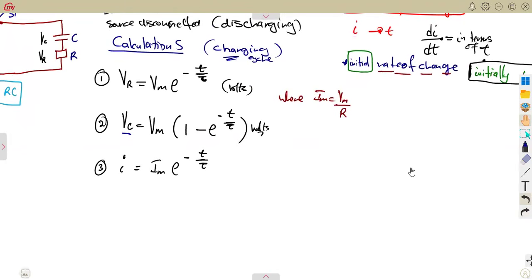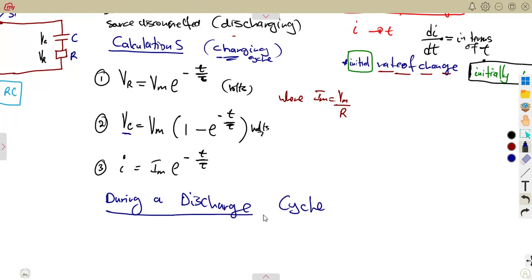All right, let's move on to another part of our calculations, which is now when this capacitor is discharging when the source is disconnected. As part of our calculations, remember, we talked of the charging cycle. That was the first condition. So during a discharge cycle, you're going to talk about a condition where there is a discharge. So during a discharge cycle, remember, the source is disconnected now. Source disconnected.